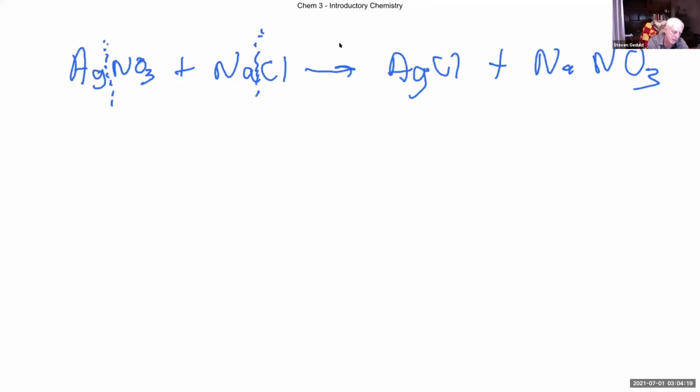So Ag is the positive, so it combines with the negative of the other one. So you get AgCl. Na is the positive here, it combines with the negative here, you get NaNO3. This was +1, this was -1, so that's good. This is +1, this is -1, so that's it. So is that balanced? Yeah. Perfect. There's your equation.